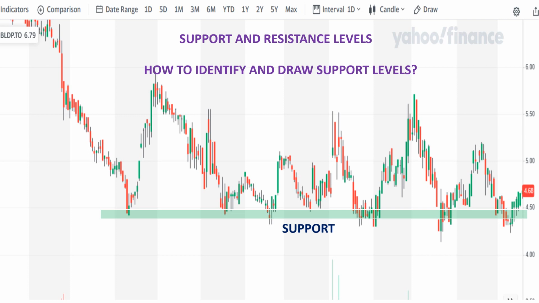By identifying support levels, we gain insight into potential areas where price may reverse, consolidate, or break out. This knowledge helps us make informed trading decisions and manage our risk effectively.